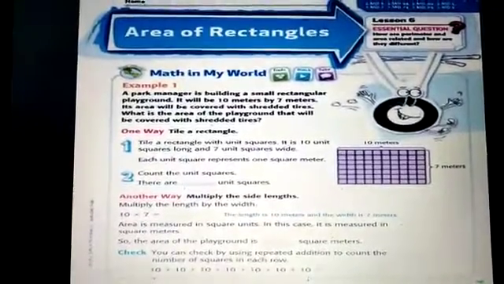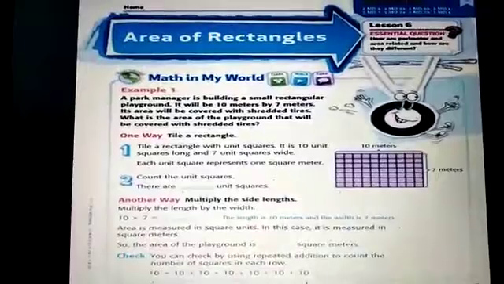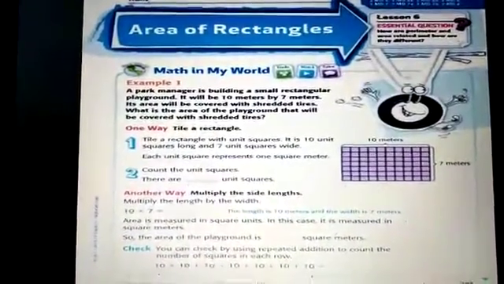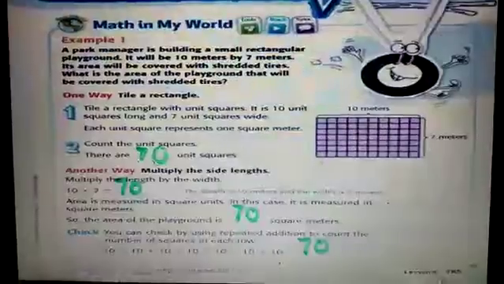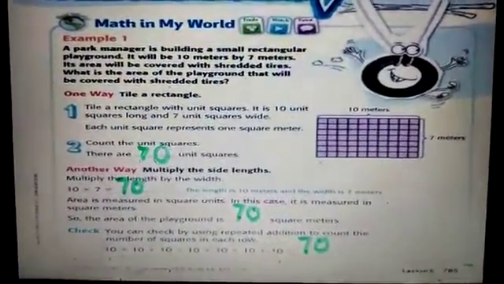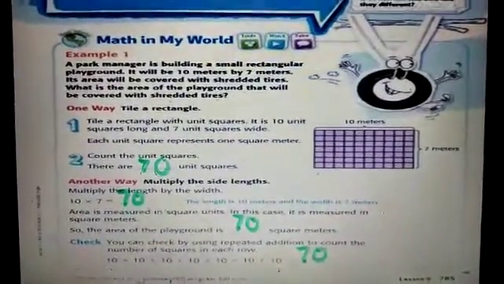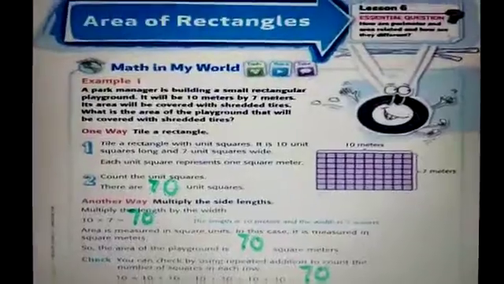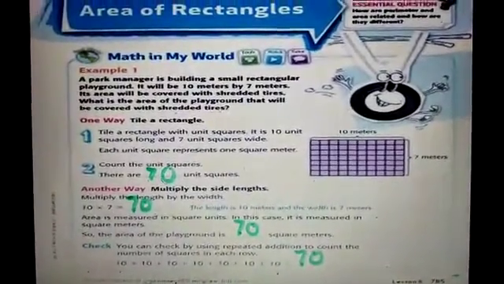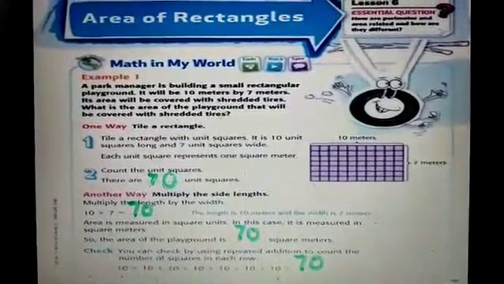You can check by using repeated addition. We can check multiplication by repeated addition. I need to add 10, 7 times. It will also be 70. So you have to write 70, because the area here is 70 square meters. In the perimeter, the answer will be only meters, but here we have square meters or meters square. Okay, finish. Turn the page.